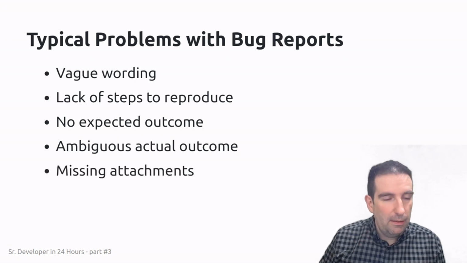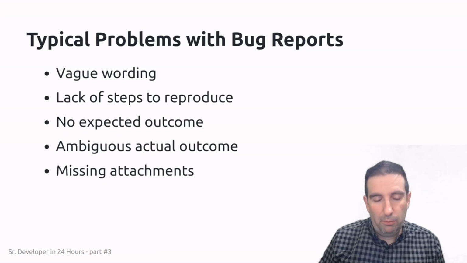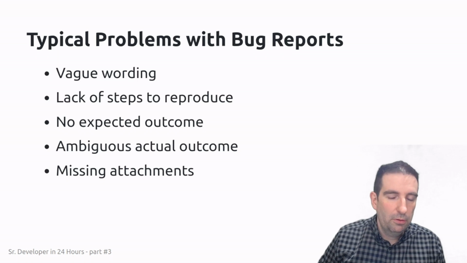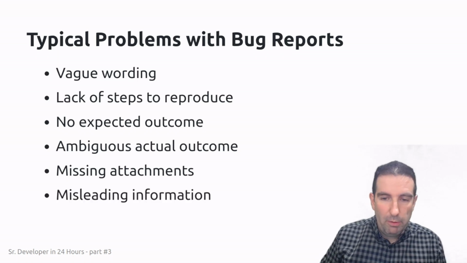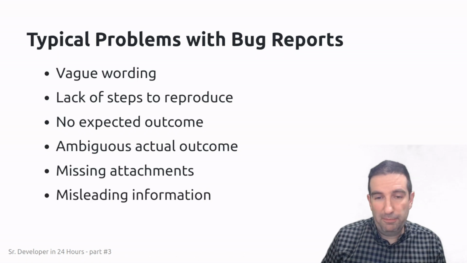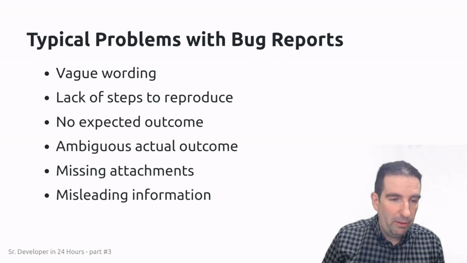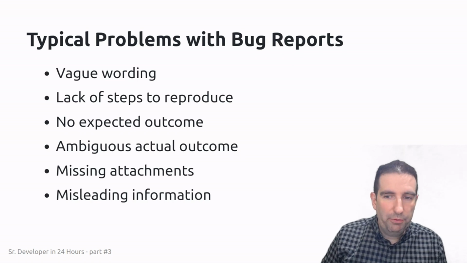We might be missing attachments. We might be missing log files, things like that that we expect the user to provide for us to troubleshoot this particular bug. We can also get misleading information. For example, the user might tell us that they're using a different version than the one that they're actually using, which could lead us down the wrong path.